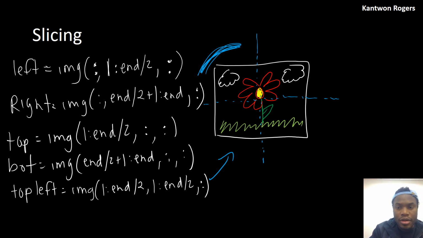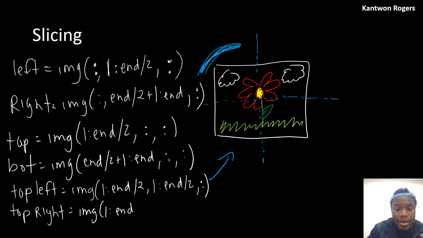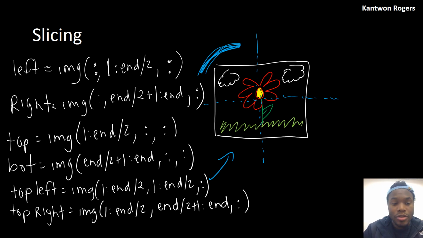So let's continue. Let's say top right. I feel like I'm going to run out of room. That's fine. The top right will be the first half of my rows, second half of my columns. So first half of my rows, n divided by 2, second half of my columns, so n divided by 2 plus 1 to the end, and then all of my layers. We'll move up here. And now let's go to the bottom left.